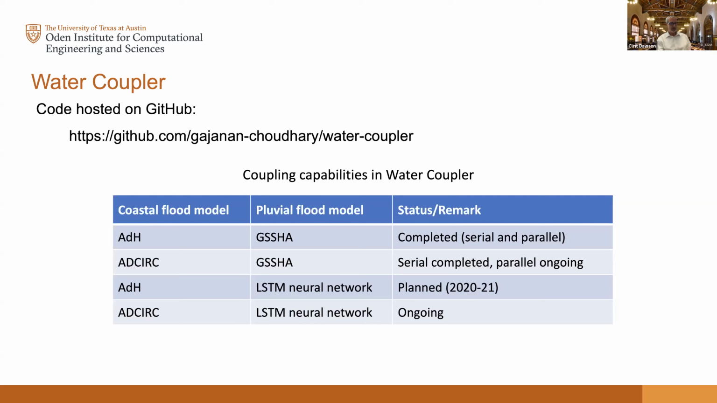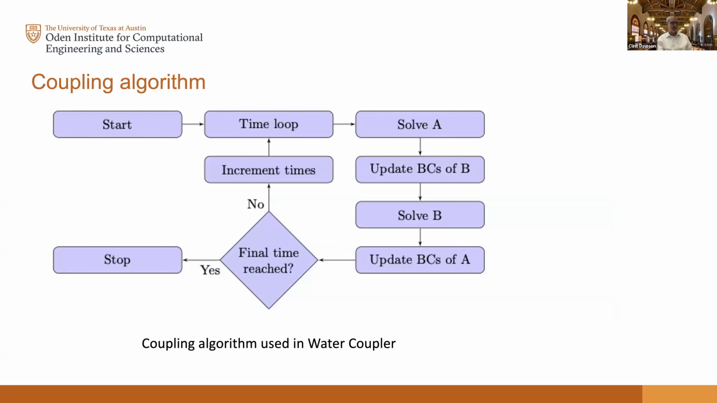I'm just going to focus here on the coupling between ADCIRC and another rainfall runoff model called Geisha, and ADCIRC and this machine learning algorithm, which I'll talk about in just a minute. So the coupling is fairly straightforward. We have a time loop. We solve, say, the coastal surge model. We use that to update boundary conditions in memory for the second model, which may be the rainfall model. We solve the rainfall model. We use that to provide new inflows, say, to the surge model. And then we just time step through to final time.